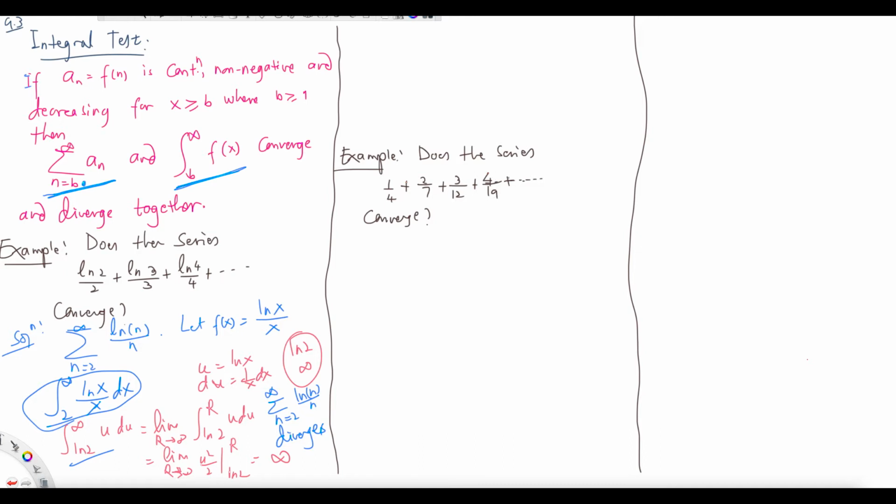So what do you think? What would be the fifth term? The fifth term will have 5 on the top, because the first term has 1, the second term has 2, the third term has 3, the fourth term has 4. So the fifth term must have 5 on the top. What will be on the bottom? What do you think?